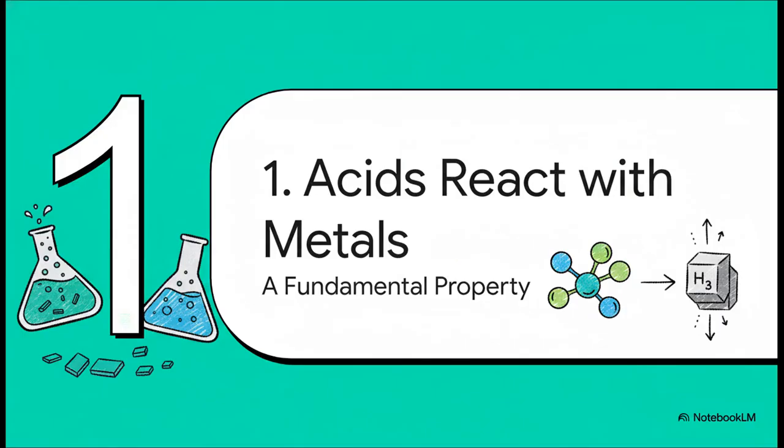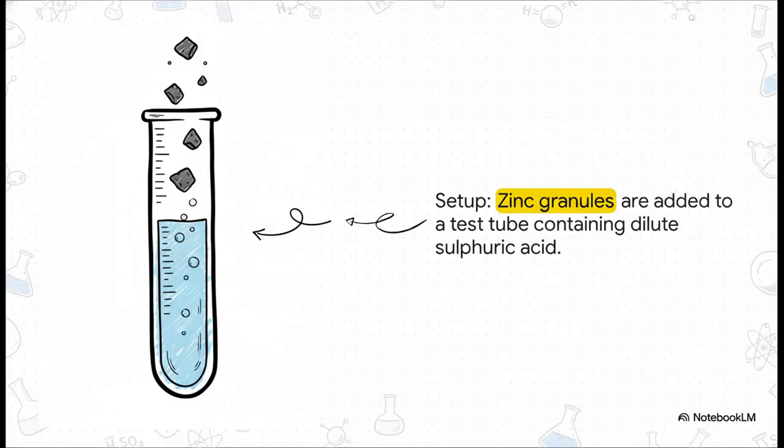What happens when an acid reacts with a metal? Let's find out through a simple experiment. So, have a look here. We are taking a test tube, and inside it we have some dilute sulfuric acid. Now, into this acid, we are going to add a few small pieces of zinc metal, which we call zinc granules. Let's observe very carefully what happens next.